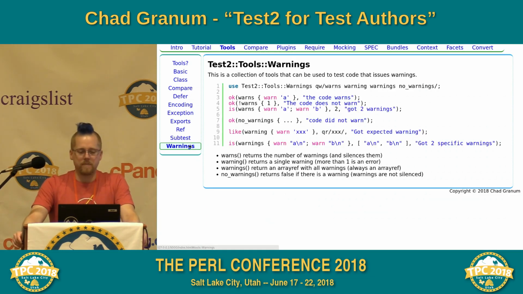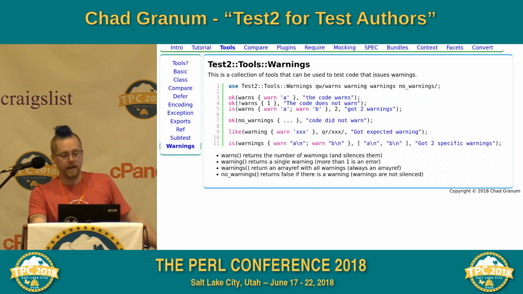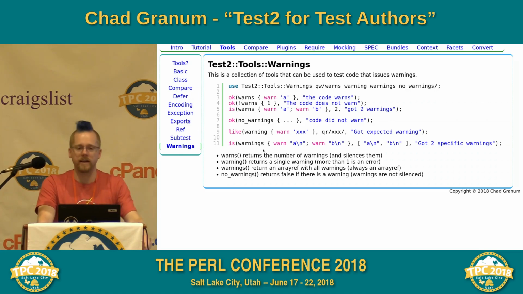Warnings, there's tools to help you capture warnings. It's similar to the dies, except there's more of them. There's warns, which just returns how many warnings you got. No warnings to make sure code didn't warn. Warning to capture the actual single warning, or warnings to capture all the warnings. It's a bunch of tools that are quite handy when you actually need them.